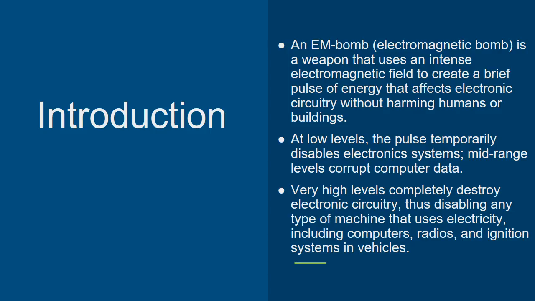An EM bomb is a weapon that uses an intense EM field to create a brief pulse of energy that affects electronic circuitry without harming humans or buildings. At a low level, the pulse temporarily disables electronic systems, but at a very high level it completely destroys any electronic circuitry, thus disabling any type of machine that uses electricity.